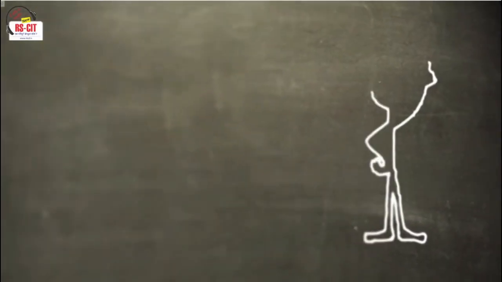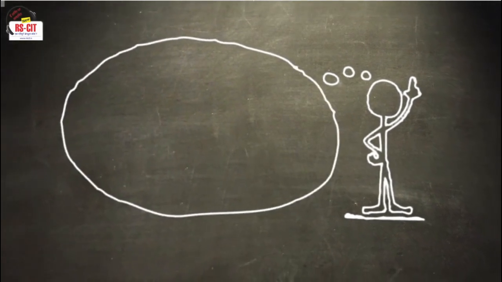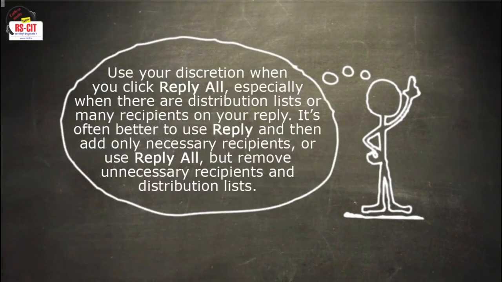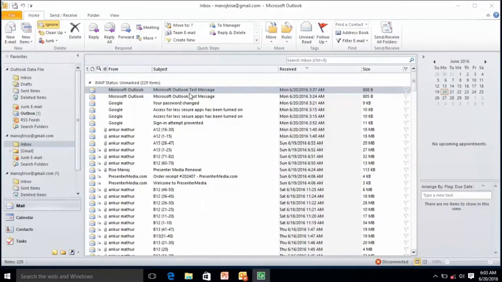Tip: use your discretion when you click Reply All, especially when there are distribution lists or many recipients on your reply. It's often better to use Reply and then add only necessary recipients, or use Reply All but remove unnecessary recipients and distribution lists. Forward a message.